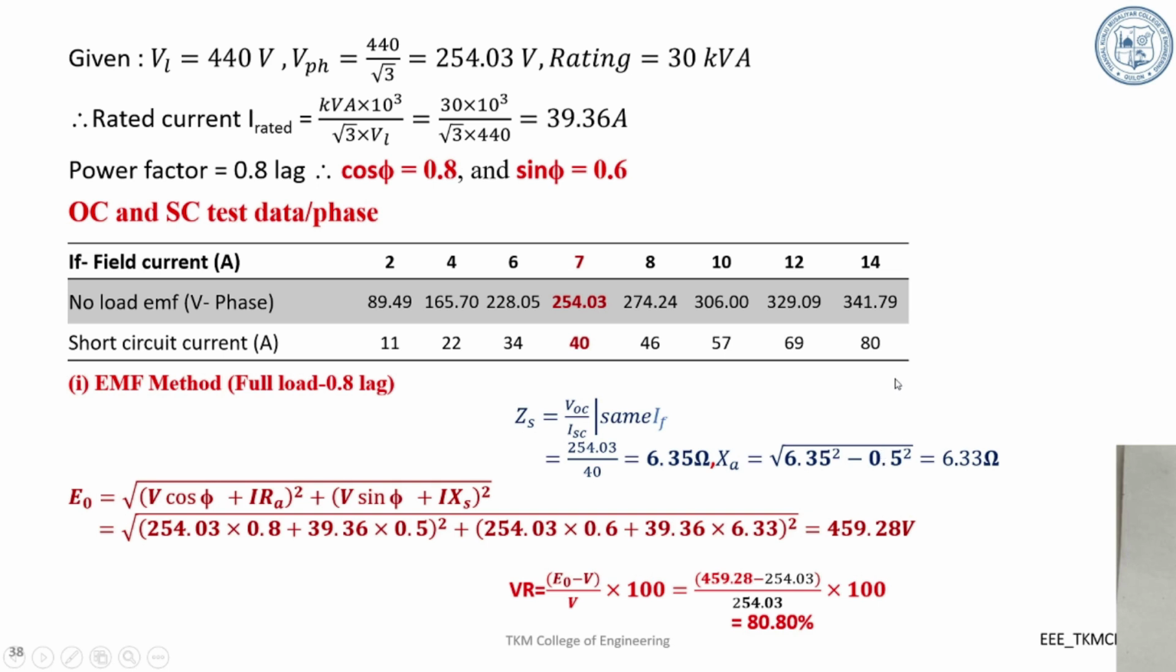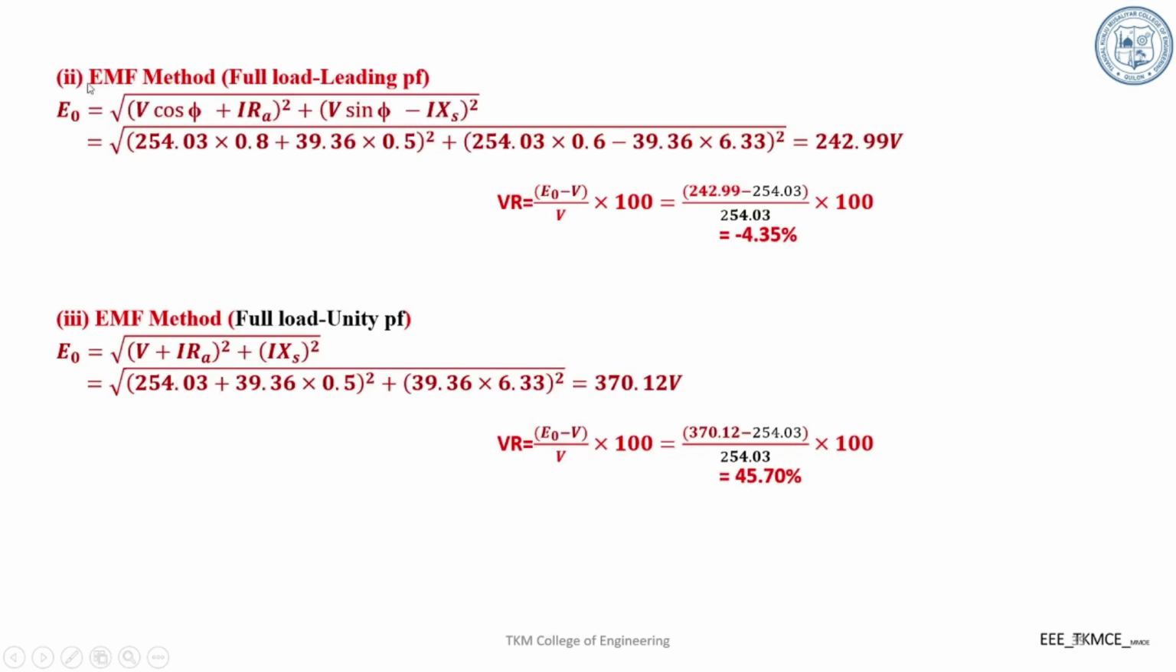Then substituting all these values in this equation to find out no load induced EMF, no load induced EMF is obtained as 459.28 volt. Substituting these values in the equation for voltage regulation, it is obtained as 80.80%. Then EMF method, full load leading power factor.